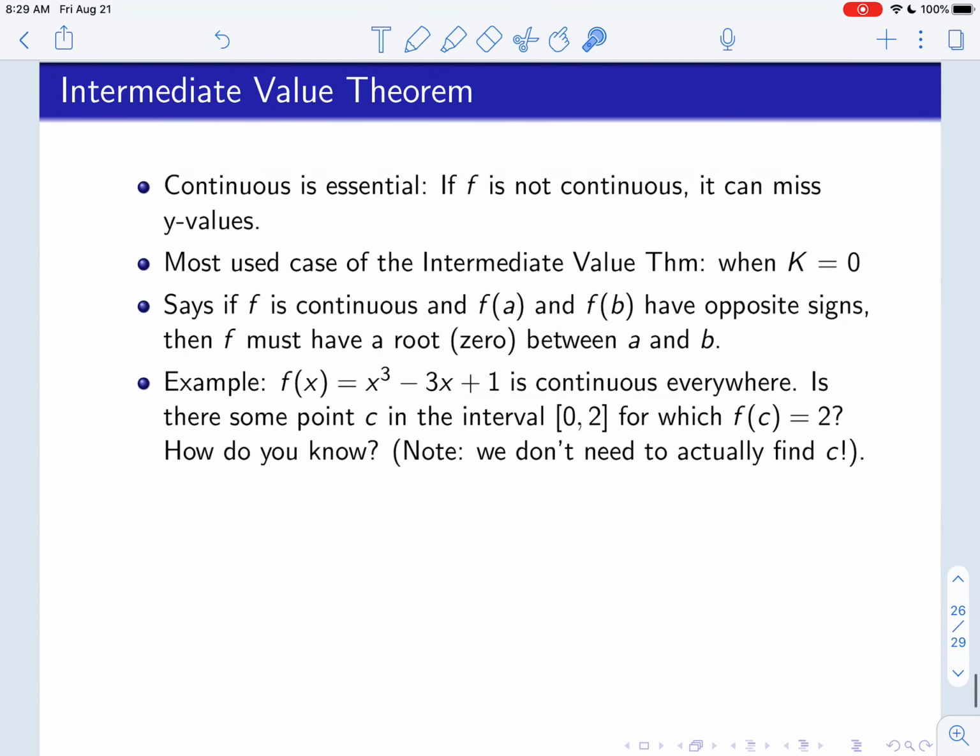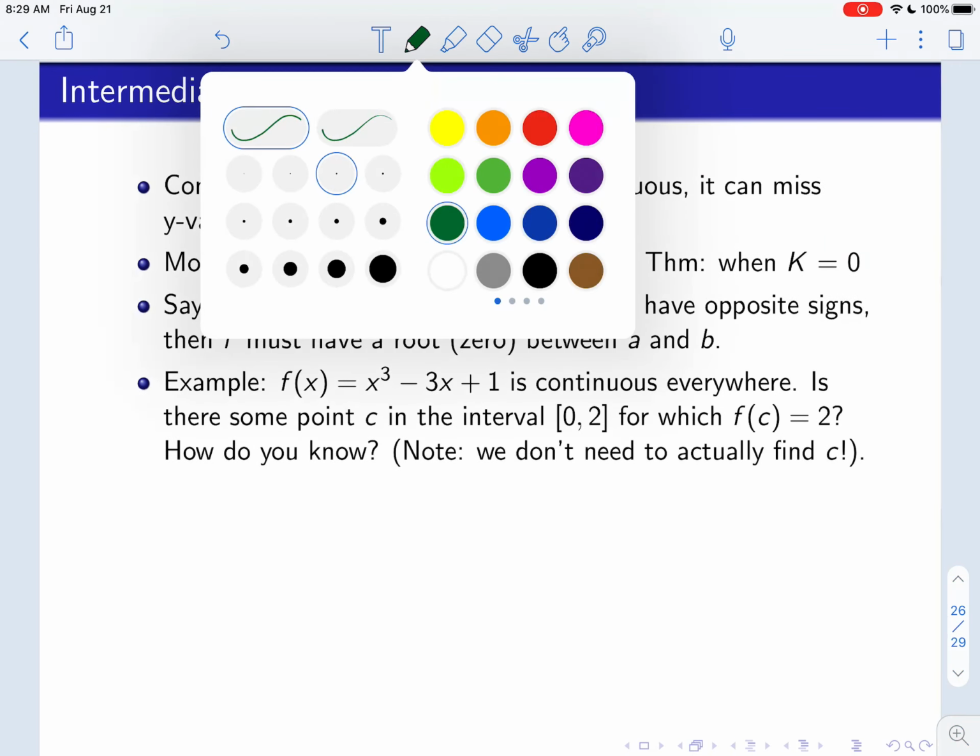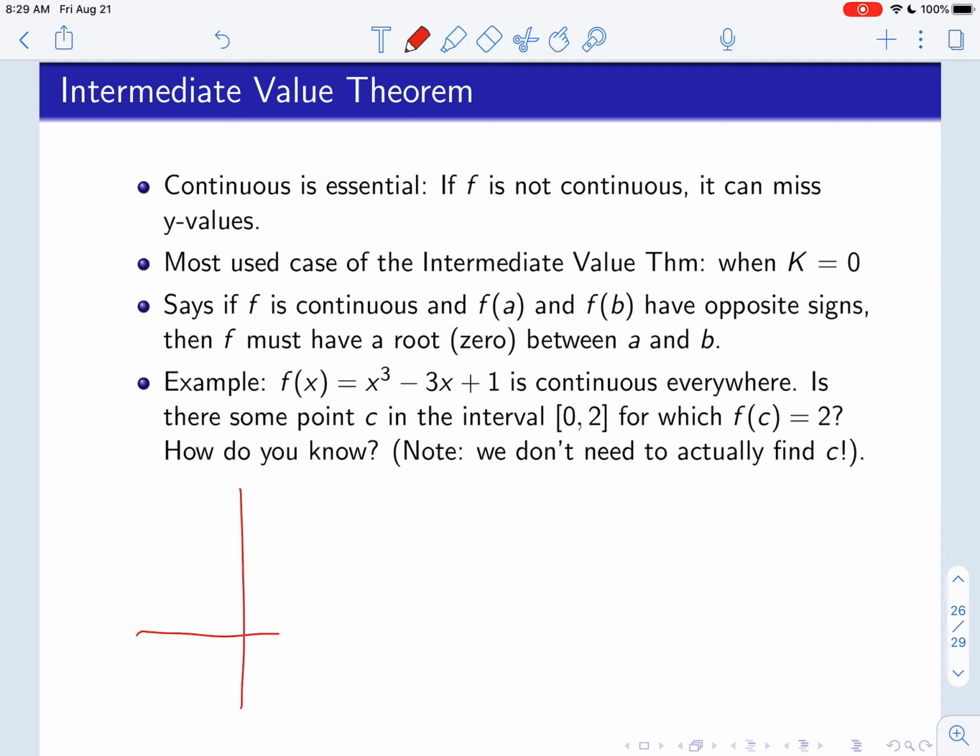I do want to point out that continuous is absolutely essential here, because if I showed you one of those graphs where it was not continuous, let's say I've got one of the ones that goes like that, then I could find a k right here in the middle where there's no points on the graph there. So it has to be continuous. That's important.